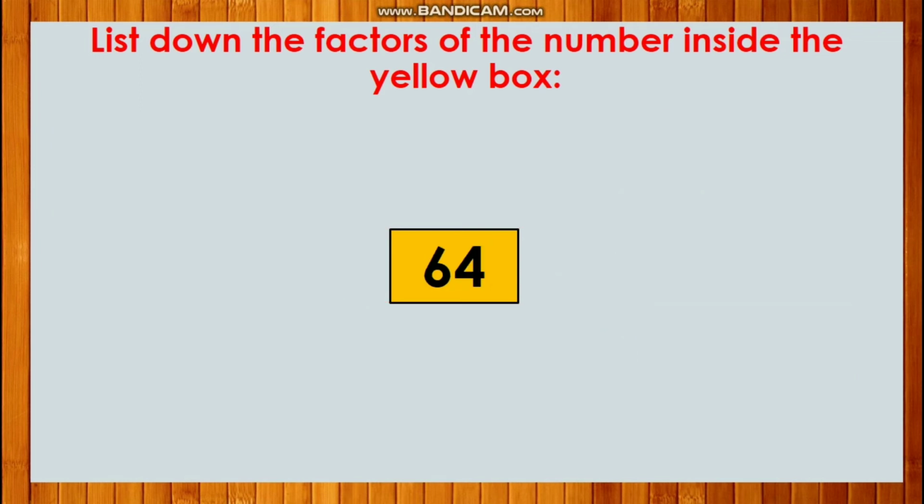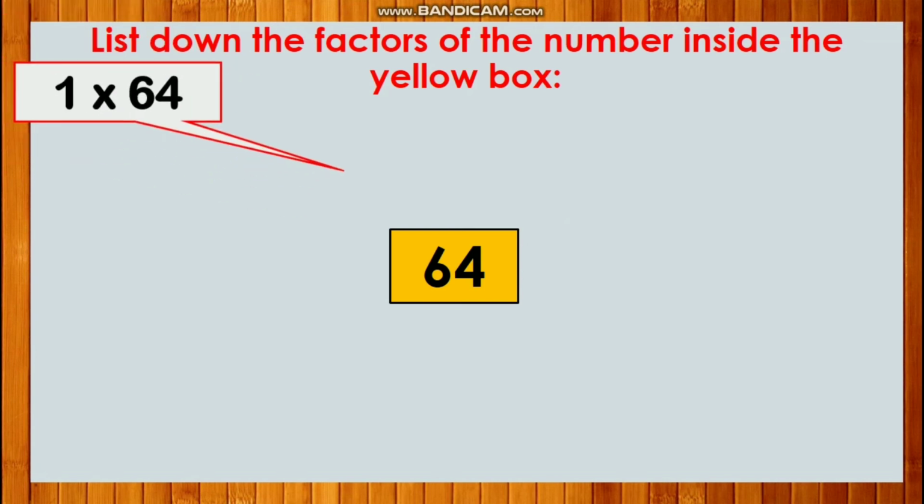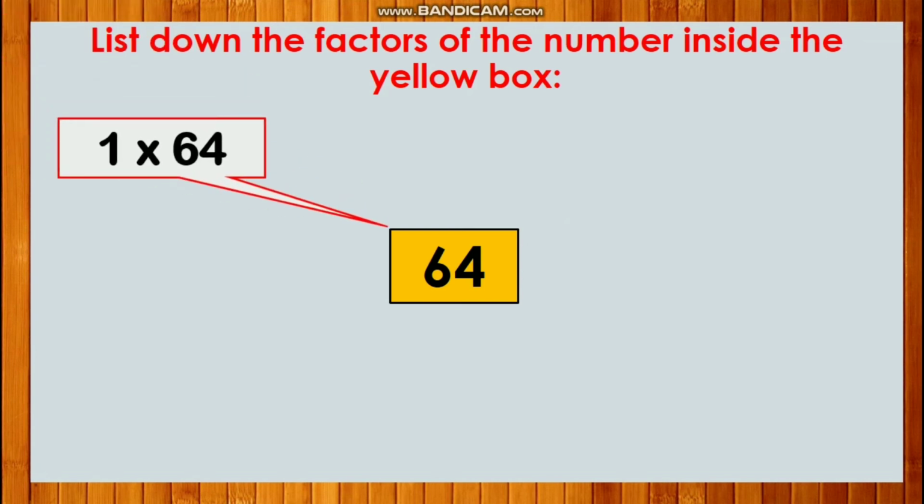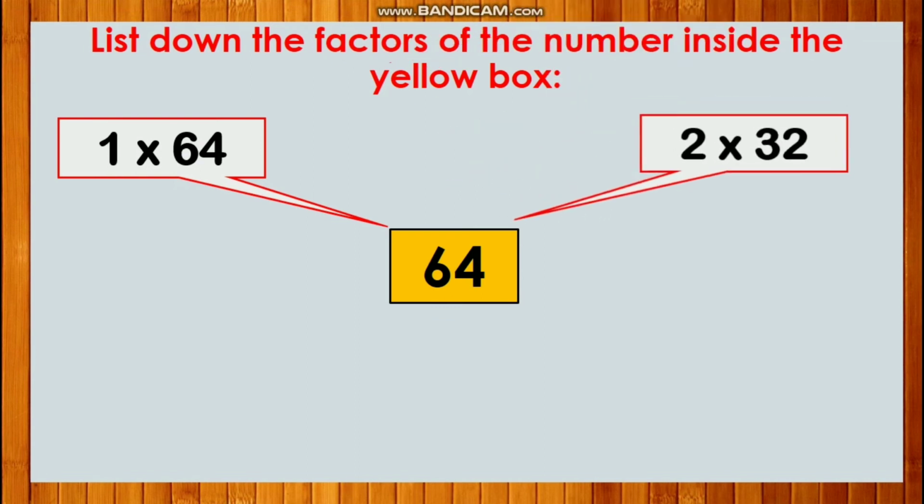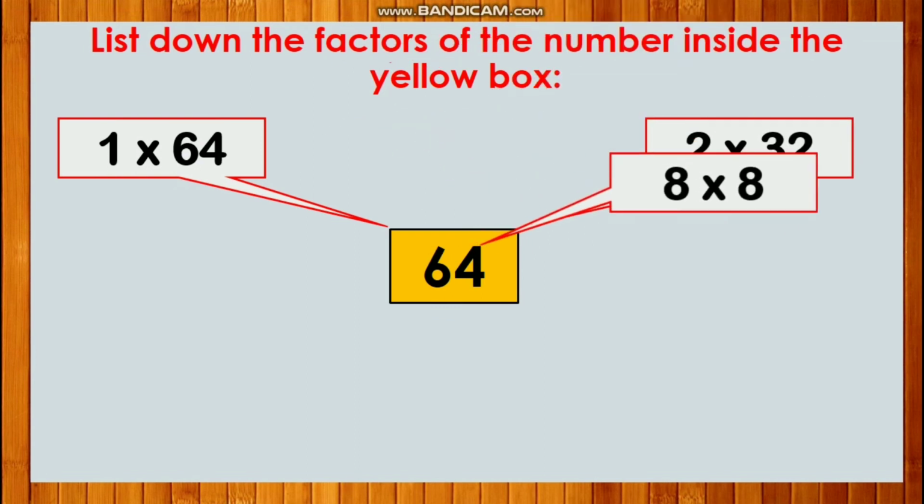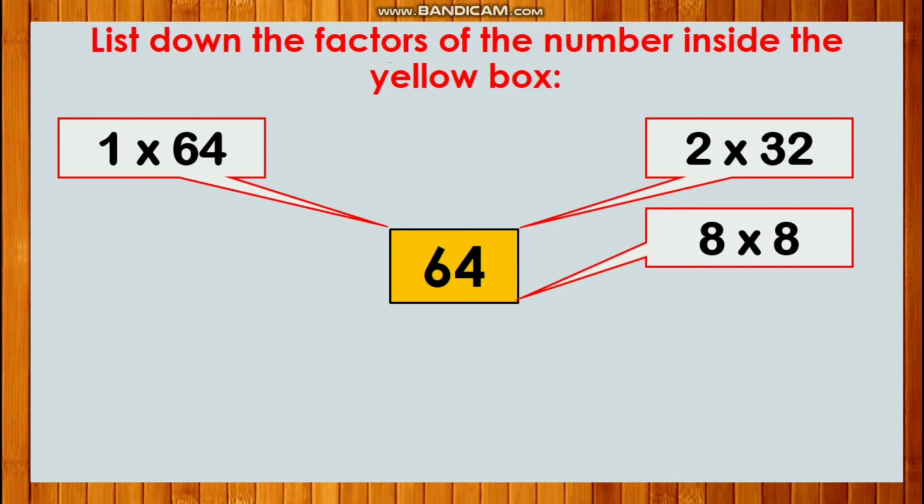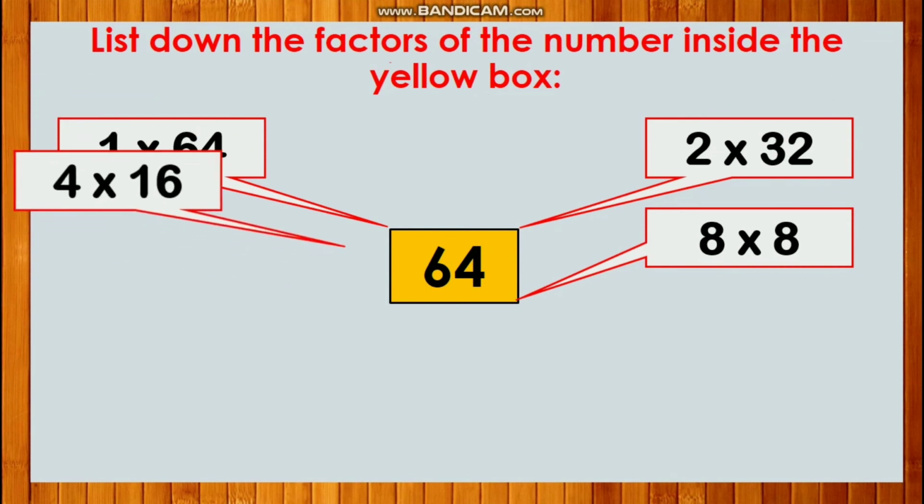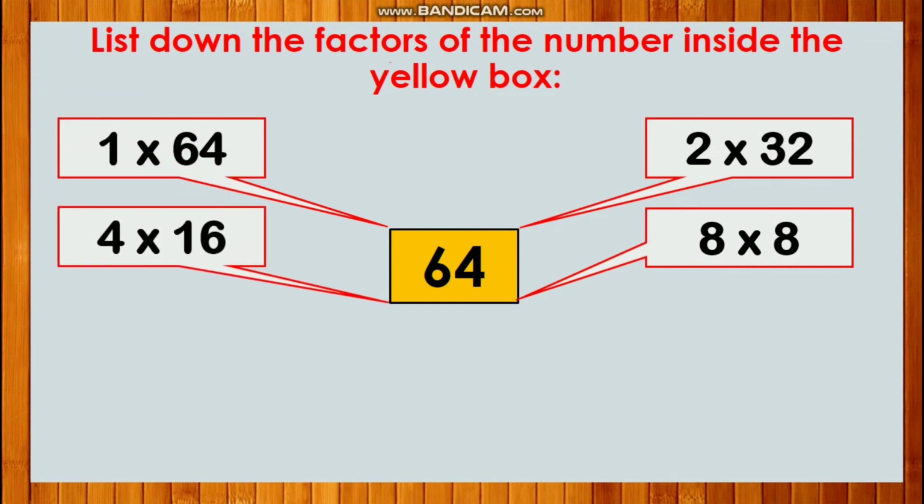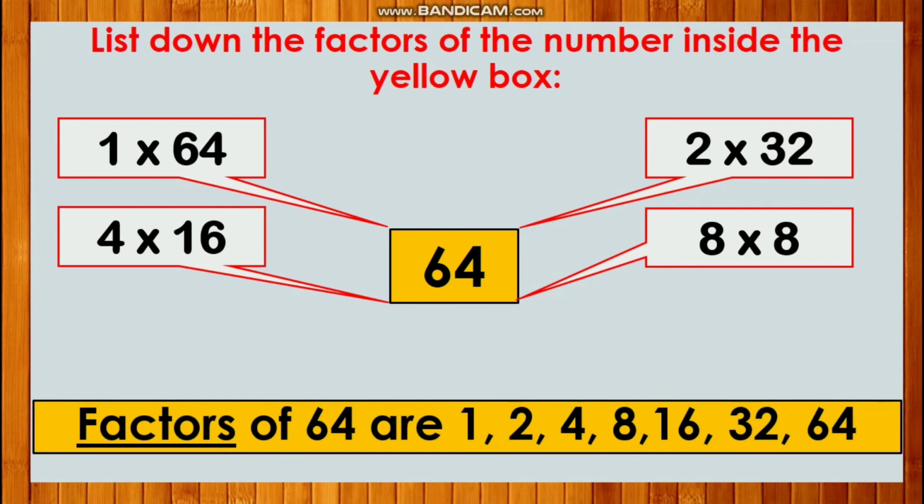Next, 64. Of course, you can always start with 1 and the number itself. So we have also 2 times 32. Then we have 8 times 8. We have 4 times 16. And so, the list of factors of 64 are 1, 2, 4, 8, 16, 32, and 64.